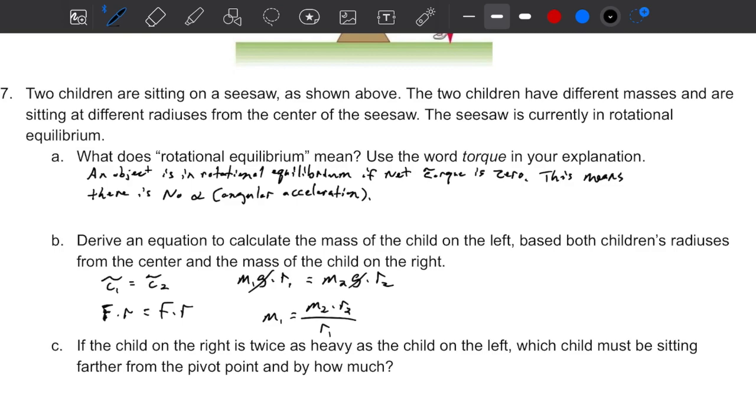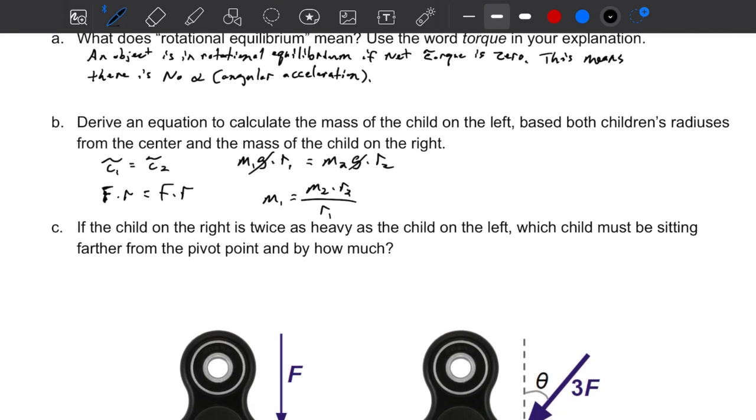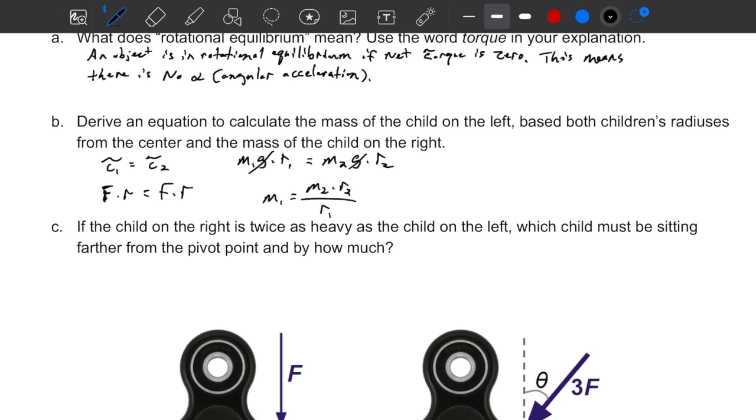If the child on the right is twice as heavy as the child on the left, which child must be sitting farther from the pivot point? Well, if you're larger, you have a larger force of gravity. And if things need to be balanced, if you're a smaller child, you need to be further away. If you can't increase the force, increase the displacement. So I said the left would need to be 2 times further, i.e., for example, R1 would have to be 2 times R2.